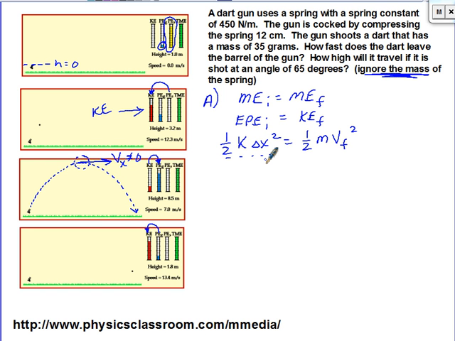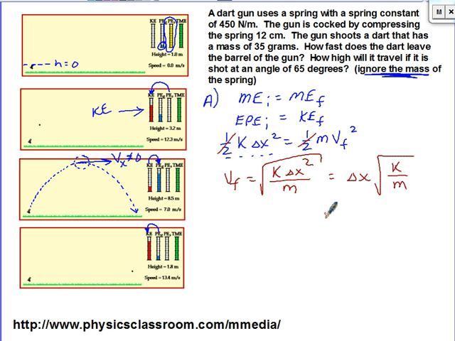So again, I'm looking for V final, so let's go ahead and solve for that. I see that the halves reduce out, and the final velocity would just be equal to k delta x squared divided by the mass, and I need to take the square root of that. If I wanted to, I could write it as delta x times the square root of k over m. So if I wanted to write it like that, I could.